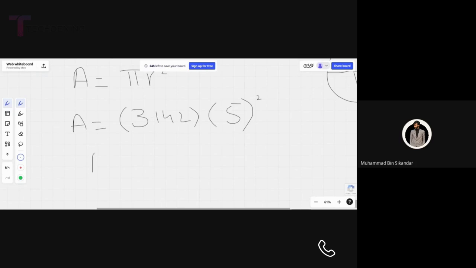Okay, good. So what I'm going to do, 3.142, I will calculate the square of the radius. What is the square of 5? Square root of 5 or square of 5? Square of 5. It will be 25. Yes, it will be 25. Now we'll simply multiply 25 with 3.142.